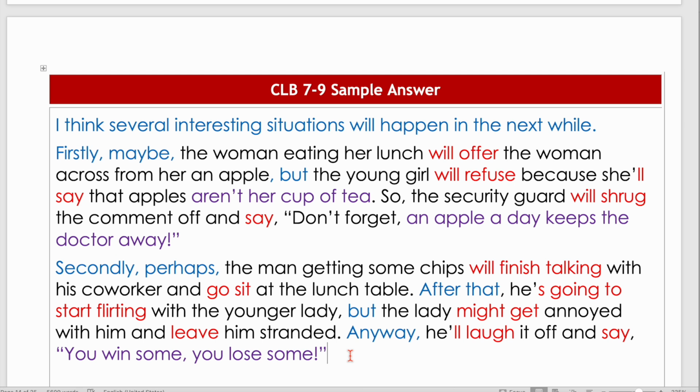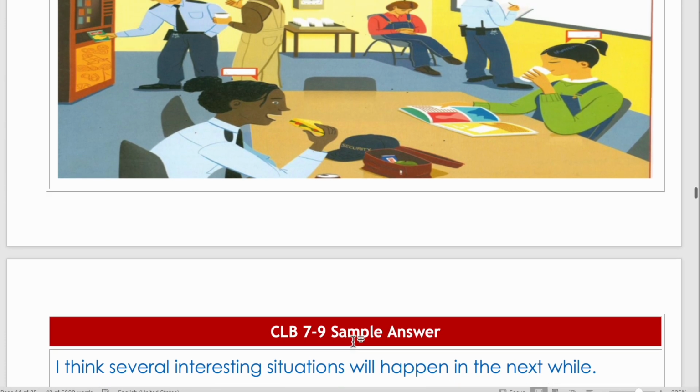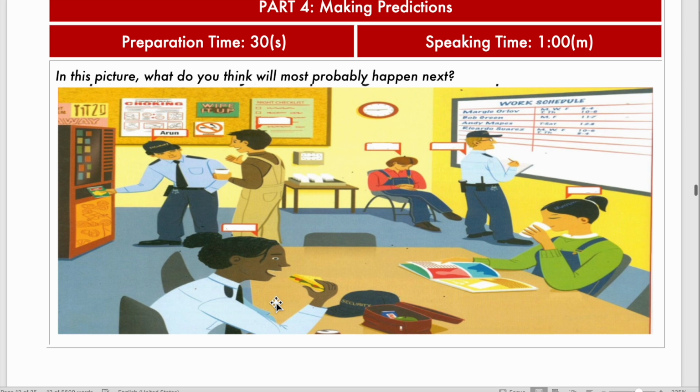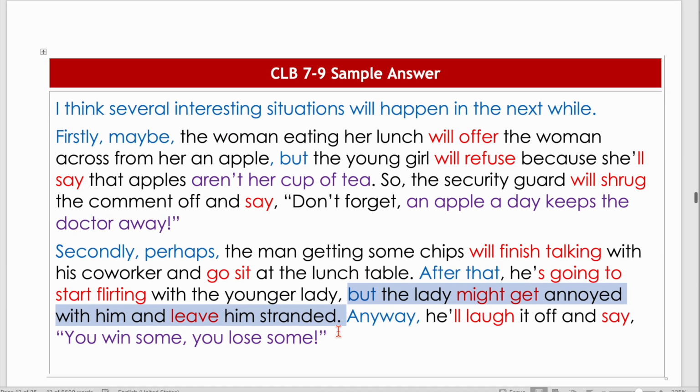Now, even though expressions might be difficult to come up with, I think these ideas here, they're not so difficult because they're possible. He'll finish talking with his coworker, he'll go sit down here, and then that girl will get annoyed, she'll leave him stranded, and he'll say, oh, okay, she's out of here. Okay, that's okay. That's okay. You win some, you lose some. Okay. That's what it means over here.